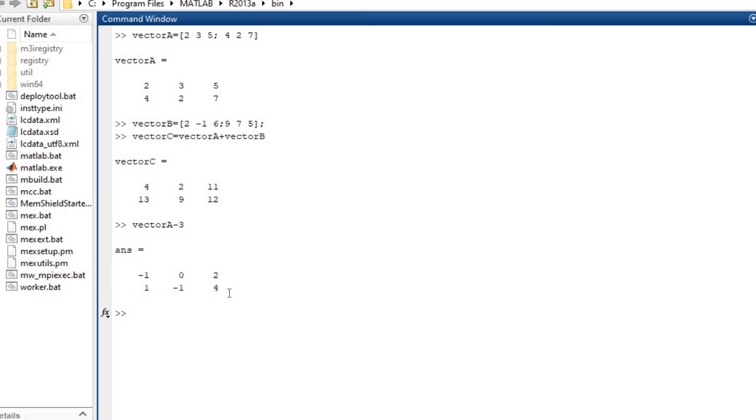Suppose you want to subtract vector B from vector A. So A and B are subtracted. This is the A matrix 2, 3, 5, 4, 2, 7, and the B matrix 2, minus 1, 6, 9, 7. After subtracting these two, we can get this result.